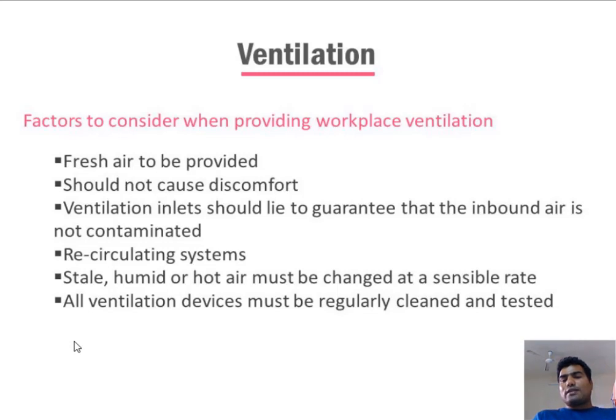Ventilation inlets should be placed to guarantee that the inbound air is not contaminated. In recirculating systems, stale, humid or hot air must be changed at a sensible rate. All ventilation devices must be regularly cleaned and tested. So these are some factors we should consider while providing workplace ventilation.